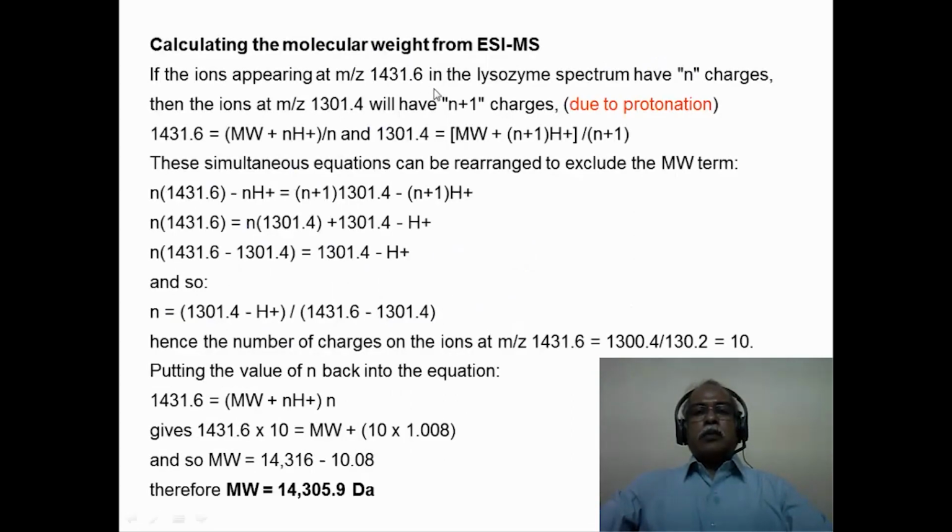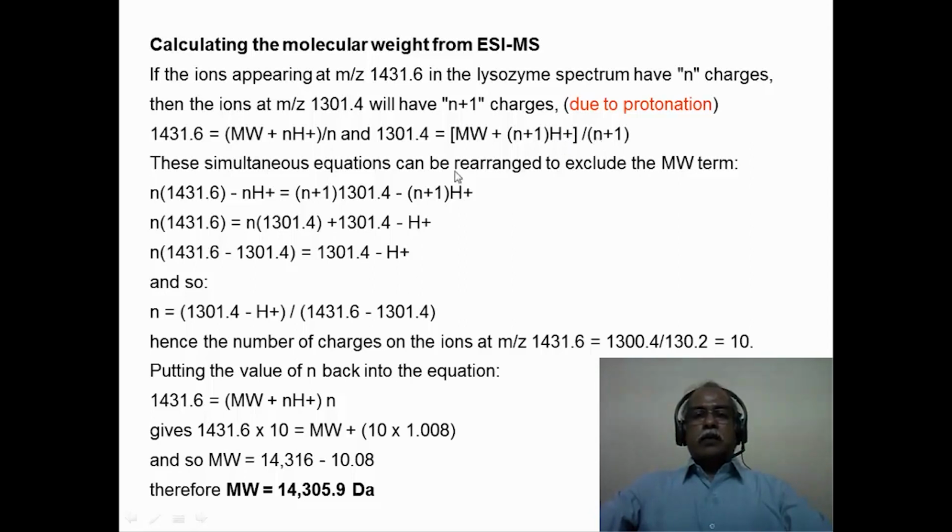Now let us arbitrarily assume that 1431.6 of the lysosome spectrum has n number of charges in this particular ion. We don't know what the charge of this particular ion is. Let us assume there are n charges there. The next ion at 1301 will have n plus 1 charge. This is because of the protonation, one protonation more than the 1431. So one can write an expression: 1431.6 is equal to the molecular weight plus n number of protons added, divided by the charge which is n, and 1301 will correspond to the molecular weight plus n plus 1 number of protons added, divided by n plus 1, which is the charge of this.